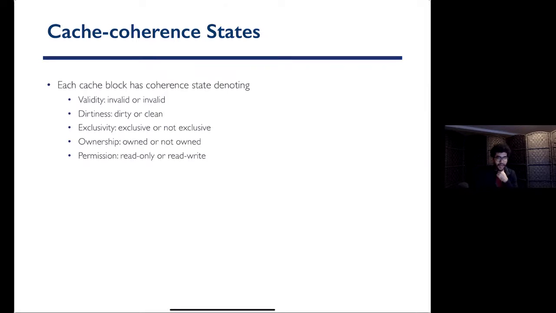The other thing that we want to have for that is dirty or not dirty. So when you write to an address and you write it in your cache, you make that cache block dirty because you now have written something to it. Whereas if you just read, then it's clean. So it hasn't become dirty. So the dirty state changes if you write. Otherwise, it's clean. The other one is exclusivity.